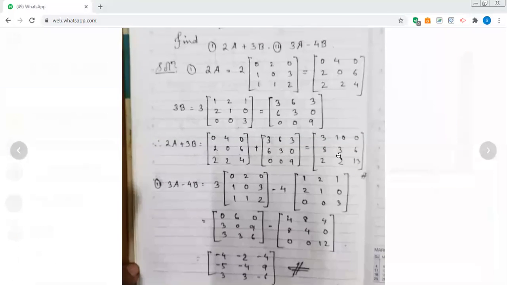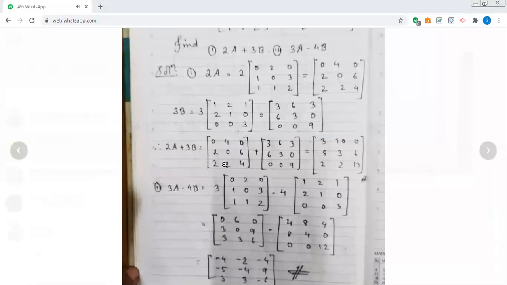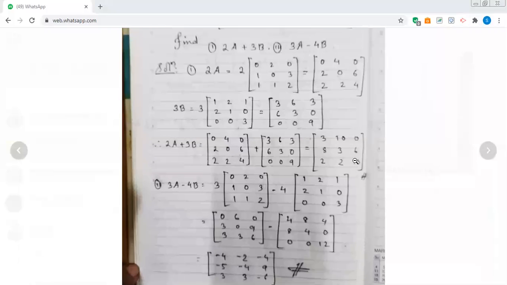0 plus 3 is 3. 6 plus 0 is 6. Similarly, last row is what? 2 plus 0 is 2. 2 plus 0 is 2. Then 4 plus 9 is 9. Understood? So this is the rule for addition.